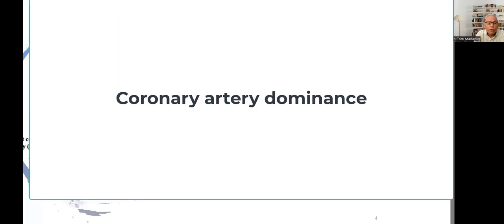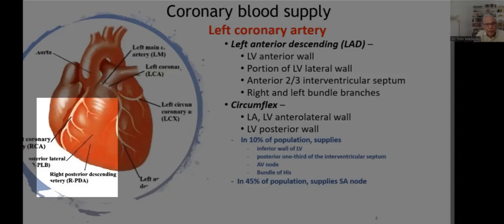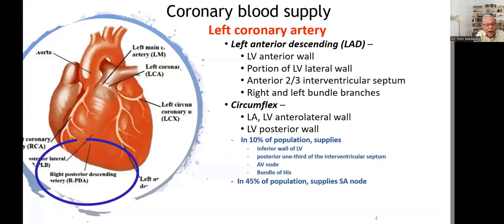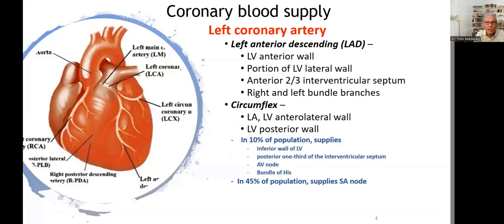Now, when we talk about coronary artery dominance, this is what we mean. In about 50% of people, the right coronary artery forms the posterior descending artery. In about 20% of people, the circumflex artery forms the posterior descending artery. The coronary artery that forms the posterior descending artery is therefore considered the dominant coronary artery. That concludes our discussion on coronary circulation and blood supply.